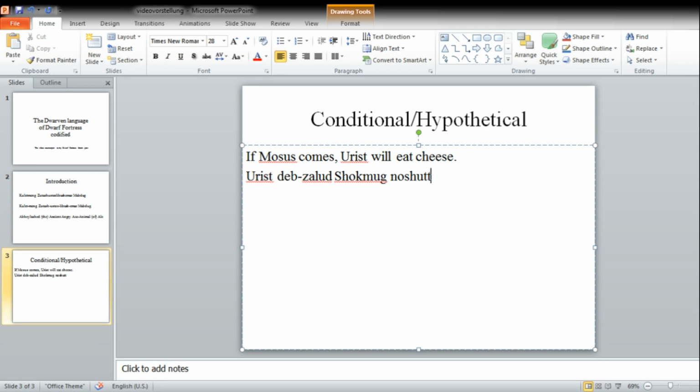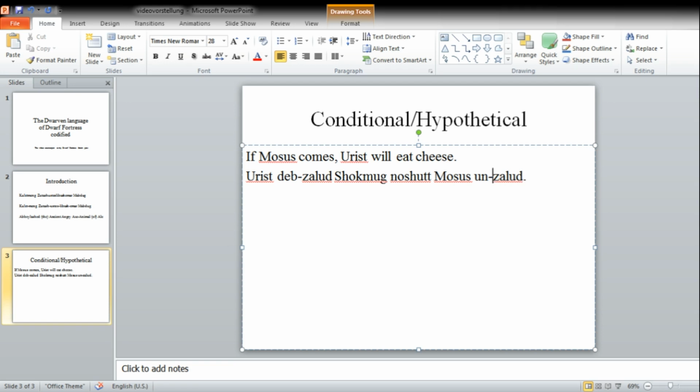If noshut, Moses, and there's no word for come in Dwarven, so I have to use a word for arrive, which is un. Un as a postposition, if you remember from the list, means near or beside, close to. But as a verb, it can mean to come near, to come close to. So, Eurist, eat future, cheese, if Moses come future. However, this isn't hypothetical. This says Eurist will eat cheese if Moses will come.